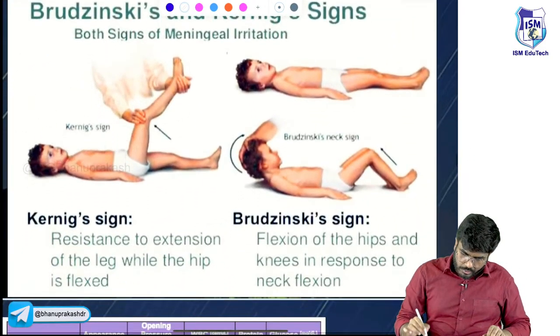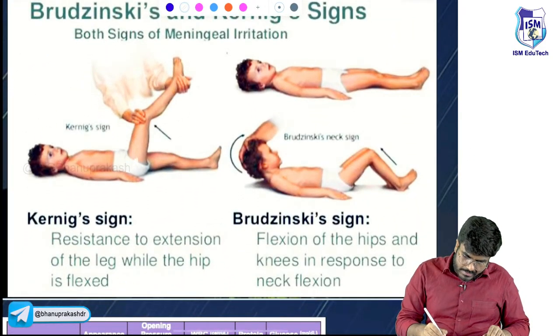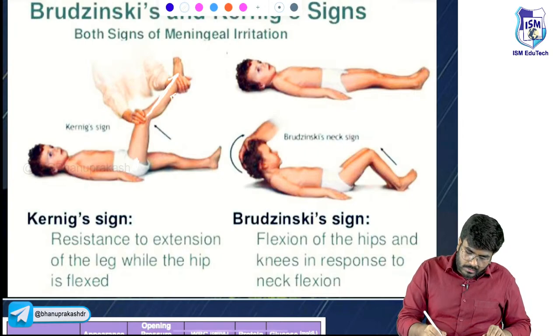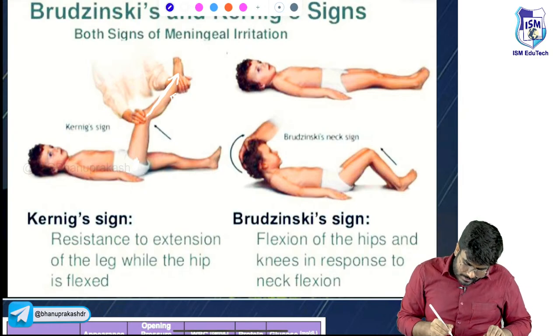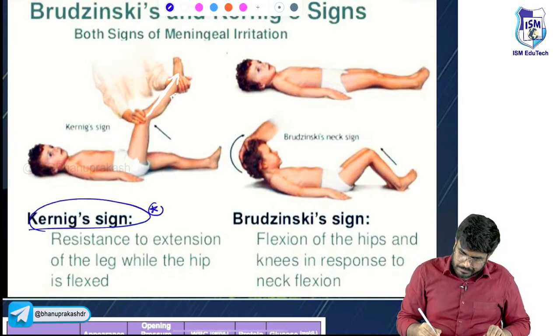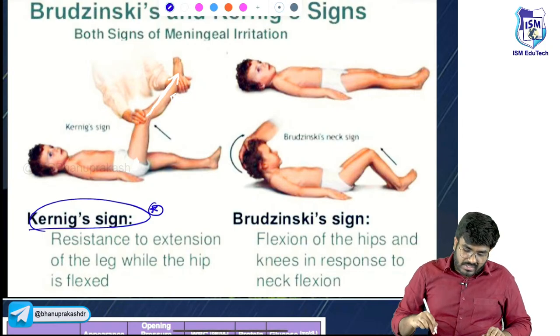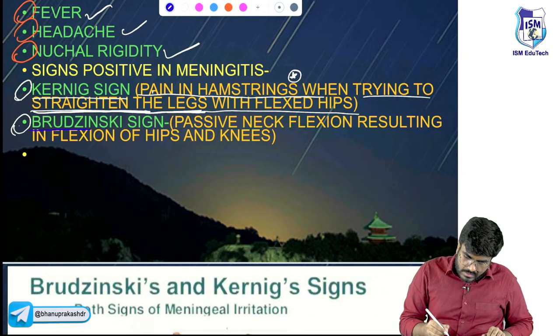Then he is going to have pain in the hamstring muscles. Now let me show you here. See, with the flexed hips, when you try to straighten the legs, he's going to have pain. So that is called the Kernig sign. After the Kernig sign, what is the next sign? It is the Brudzinski sign. So what is the Brudzinski sign?